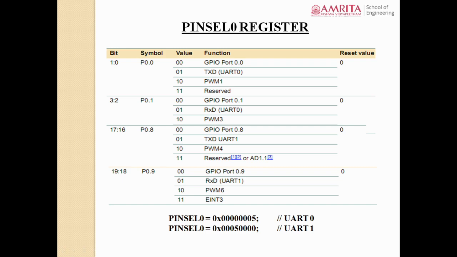But the value remains the same. If you write this 5 here, it represents bit numbers 16, 17, 18, 19, and if you write 5 at the end, it represents bit numbers 0 to 3. So if you write 0x00000005, you are configuring UART 0. If you write 0x00050000, you are configuring UART 1.